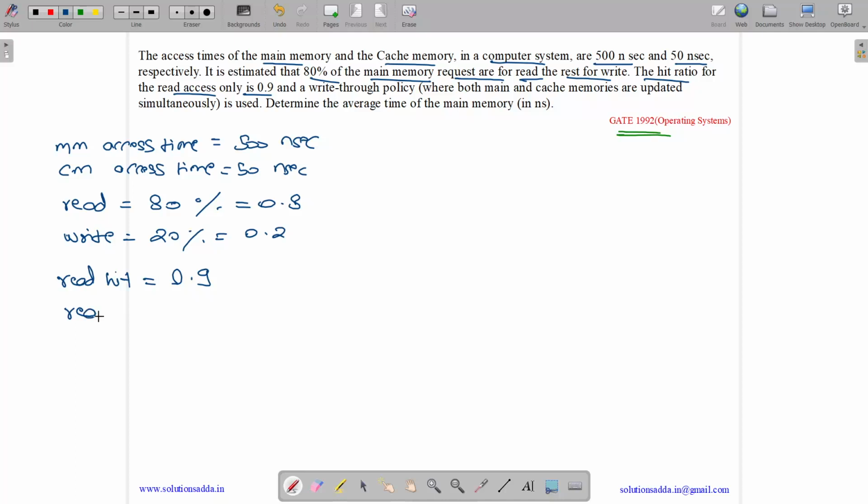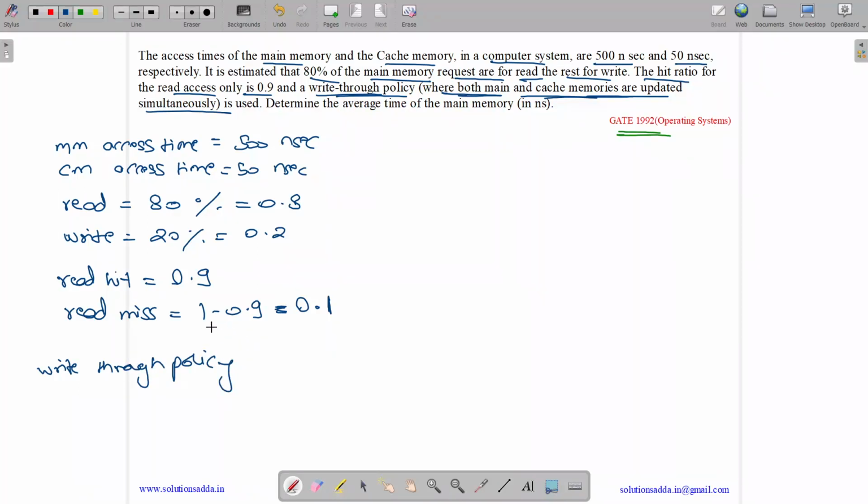So what is read miss ratio? Read miss ratio is 1 minus 0.9, which means 0.1. With a probability of 0.1, a read will be missed, and with a probability of 0.9, a read will be a hit. Now see, write through policy is used, which means both cache and main memories are updated simultaneously. Okay, write through policy. So what does this mean? Let me explain it to you.